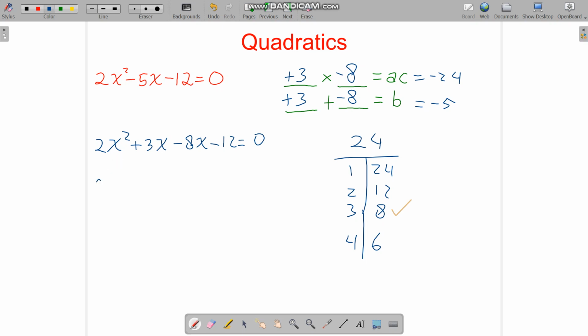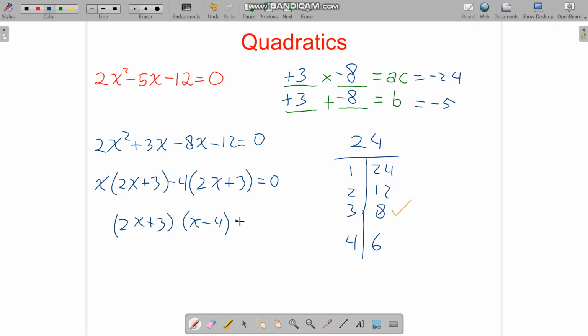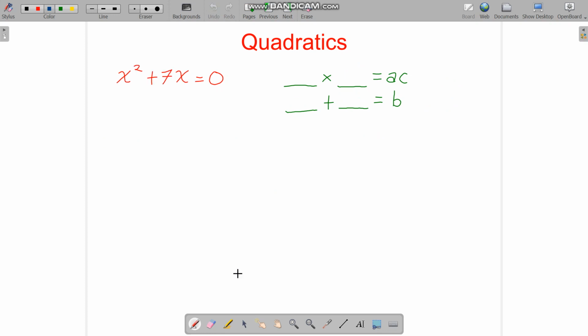From the first two terms, factor out x, 2x plus 3. From the next two terms, it's got to be also 2x plus 3, so we factor out minus 4. Factor out 2x plus 3 now, leaving us with x minus 4. So we have x equals minus 3 over 2 and x equals 4. Two solutions. For this kind of question, you don't have to follow this procedure because it is actually really simple.